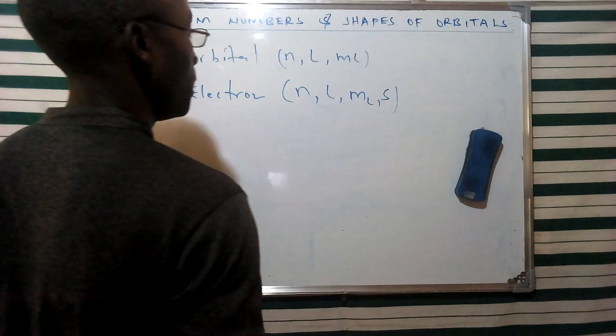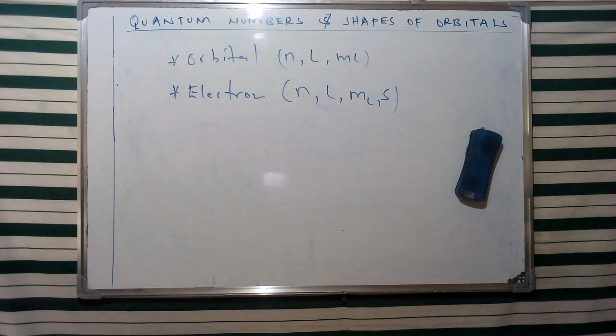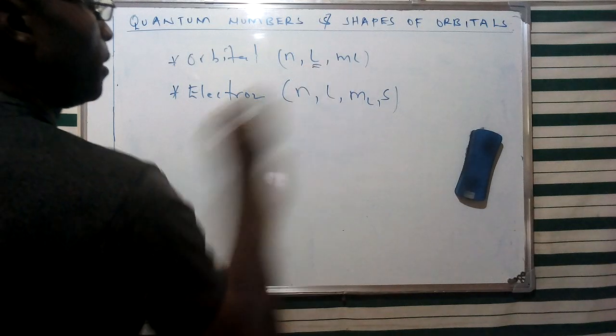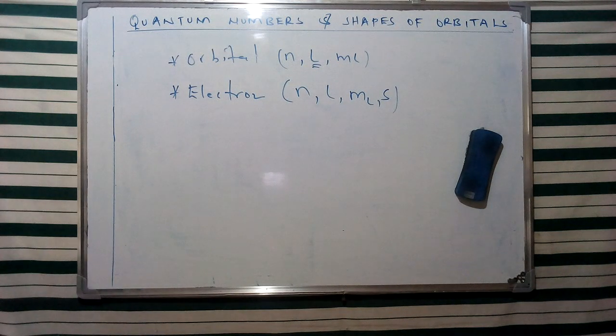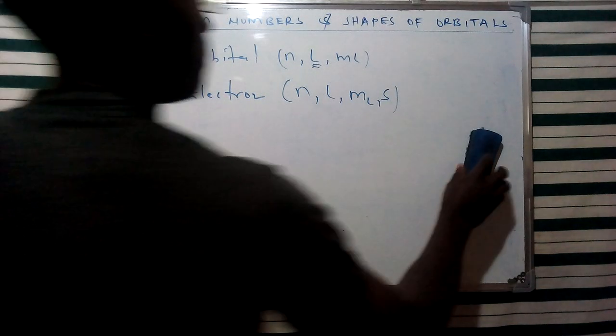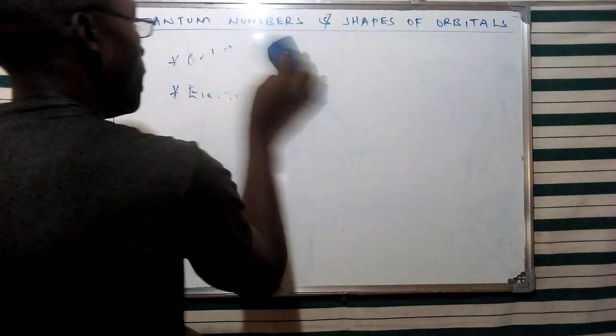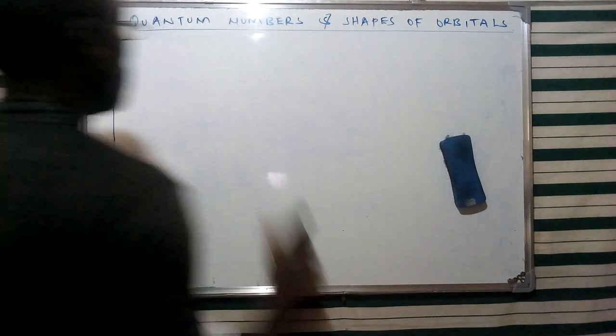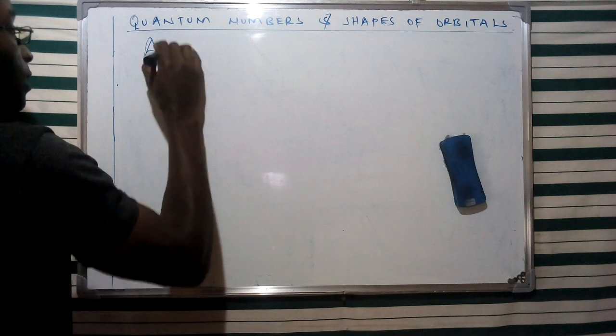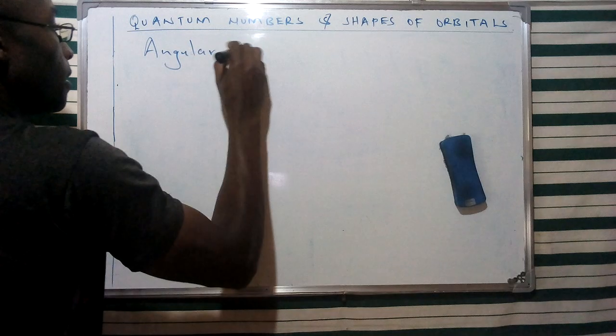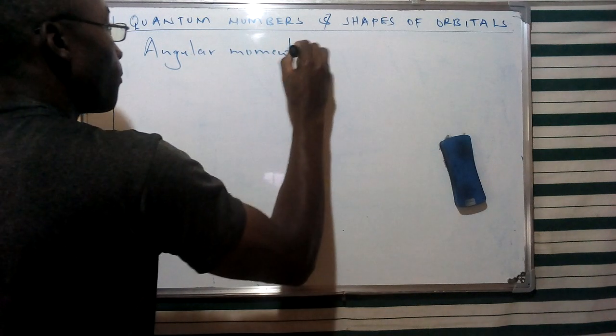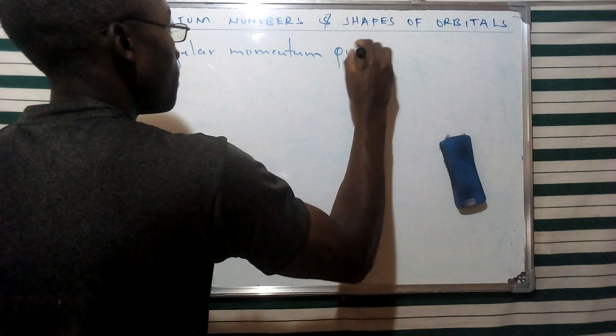We can describe an electron, as I've said, using the four quantum numbers: n, l, m_l, and then the spin quantum number. Now, in this particular case, we are going to look at the concept of the angular quantum number, and this is going to help us describe the various subshells, and we can pinpoint which particular subshell an electron belongs to. Now, this quantum number is referred to as the angular momentum quantum number.